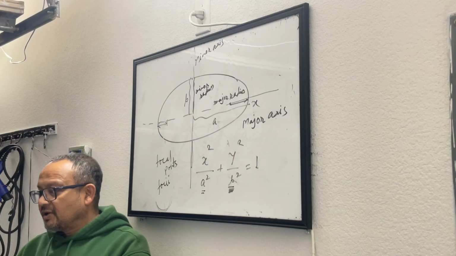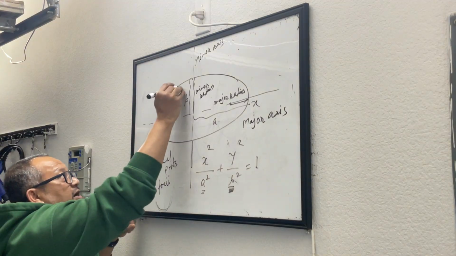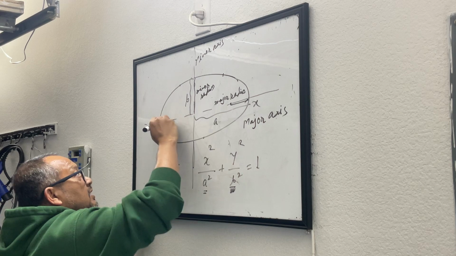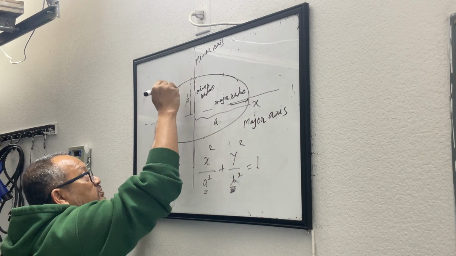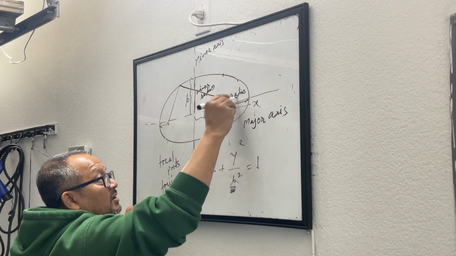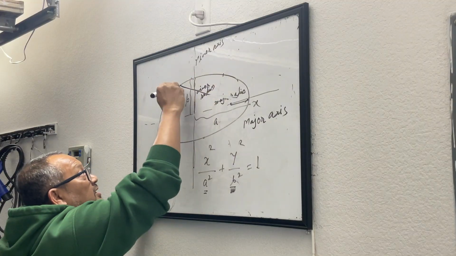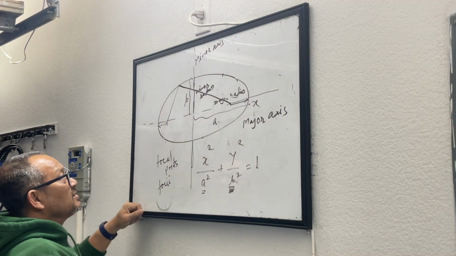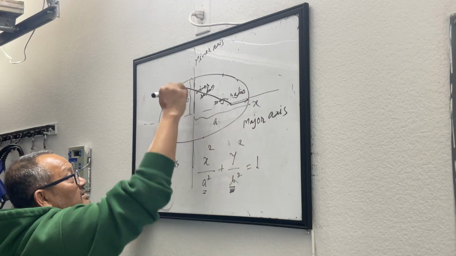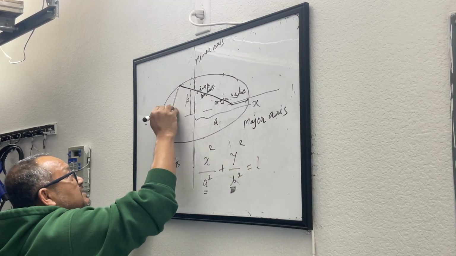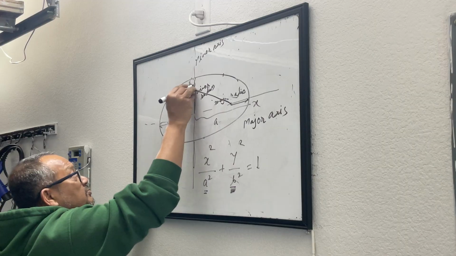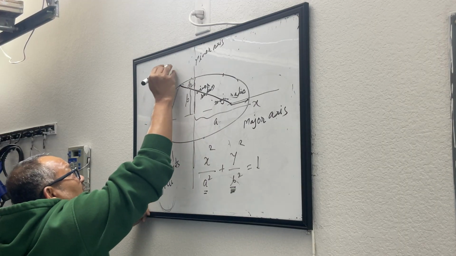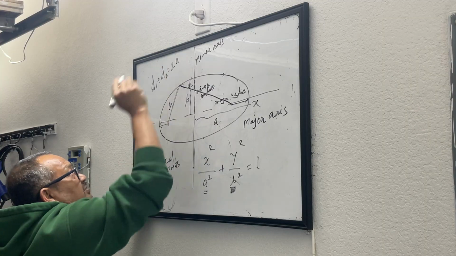And the other property is, you pick any point, be it this point, be it this point, be it this point. Join these 2 foci or focal points. The sum of this distance plus this distance will always be equal. Let's say this is D1 and this is D2. It will always be equal to 2 times the length of the major axis.